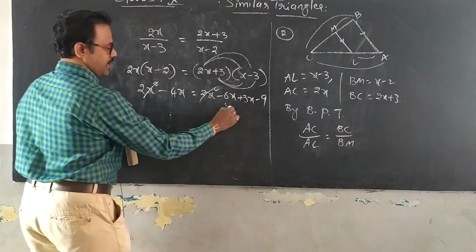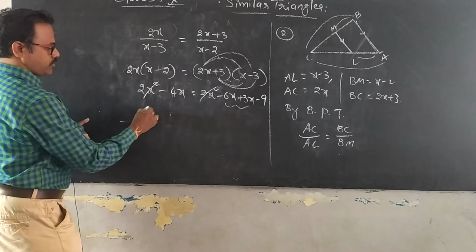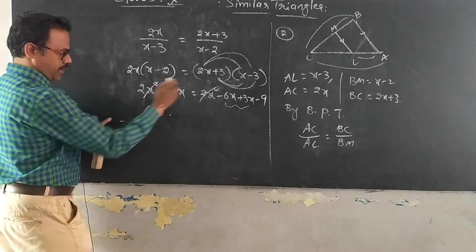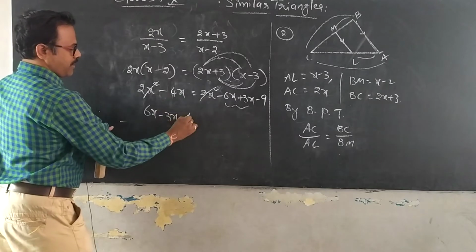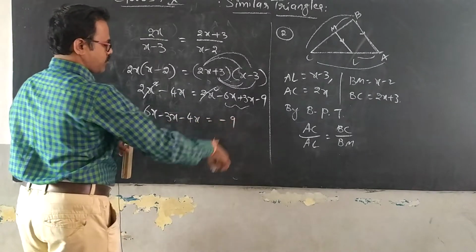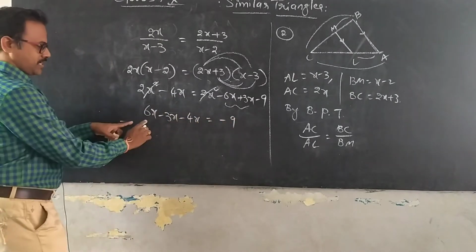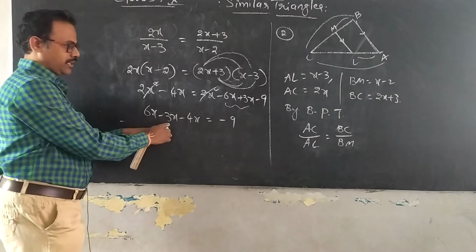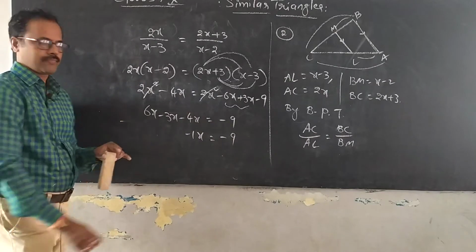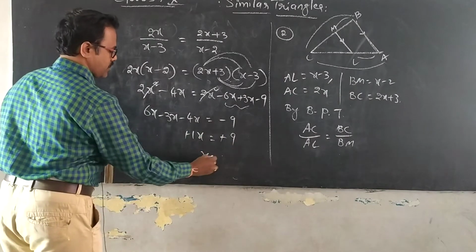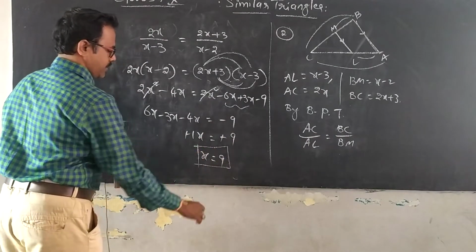Now get these x values to the left. So you get plus 6x as it is minus. It becomes minus 3x, and you have here minus 4x is equal to minus 9. 6 minus 3 gives you 3. 3 minus 4 gives you minus 1x is equal to minus 9. Now cancel minus and minus. So x is equal to 9.